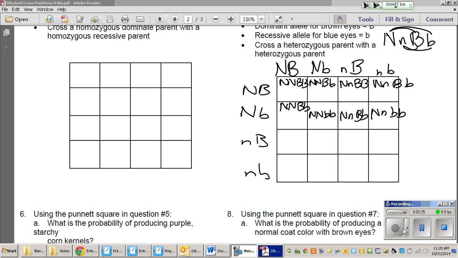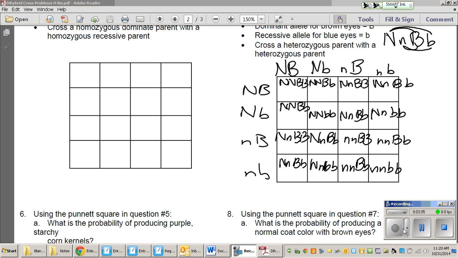Then we go down to the third row, big N, little n, big B, big B. Big N, little n, big B, little b. Little n, little n, big B, big B. Little n, little n, big B, little b. Last row, big N, little n, big B, little b. Next, big N, little n, little b, little b. Next is little n, little n, big B, little b, and then little n, little n, little b, little b.